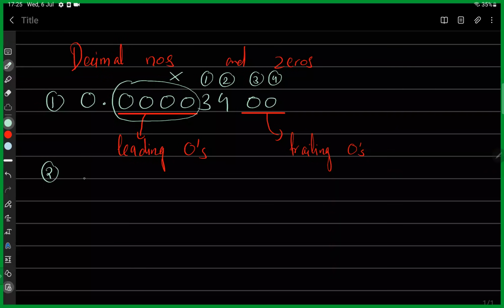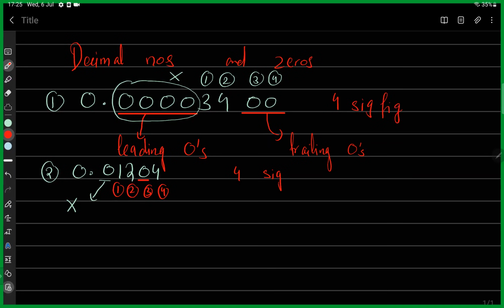Example number 2, 0.01204. Now this is a leading zero, so this is not a significant figure. This is the first significant figure, this is the second one, this is the third one. Why is it a significant figure? Because we have a non-zero number before and after it, and then this is the fourth significant figure. So we have 4 significant figures here, and here we also had 4 significant figures.